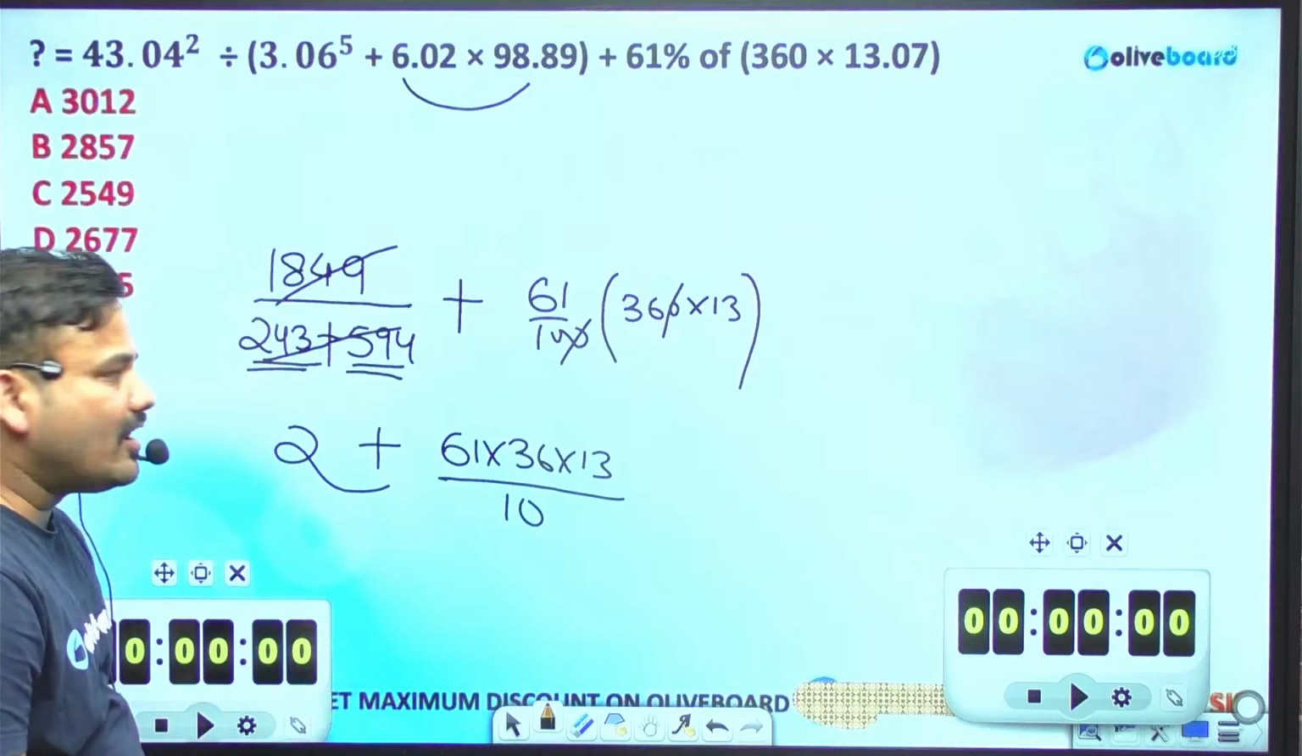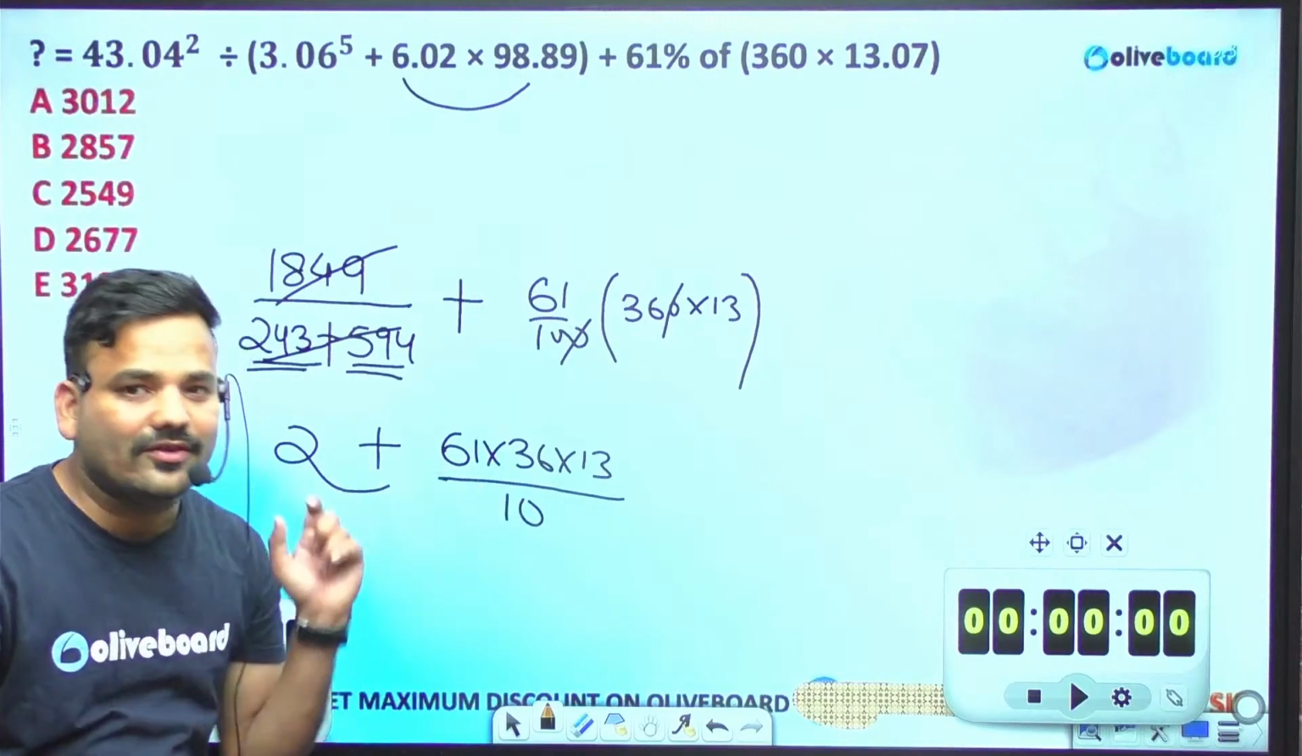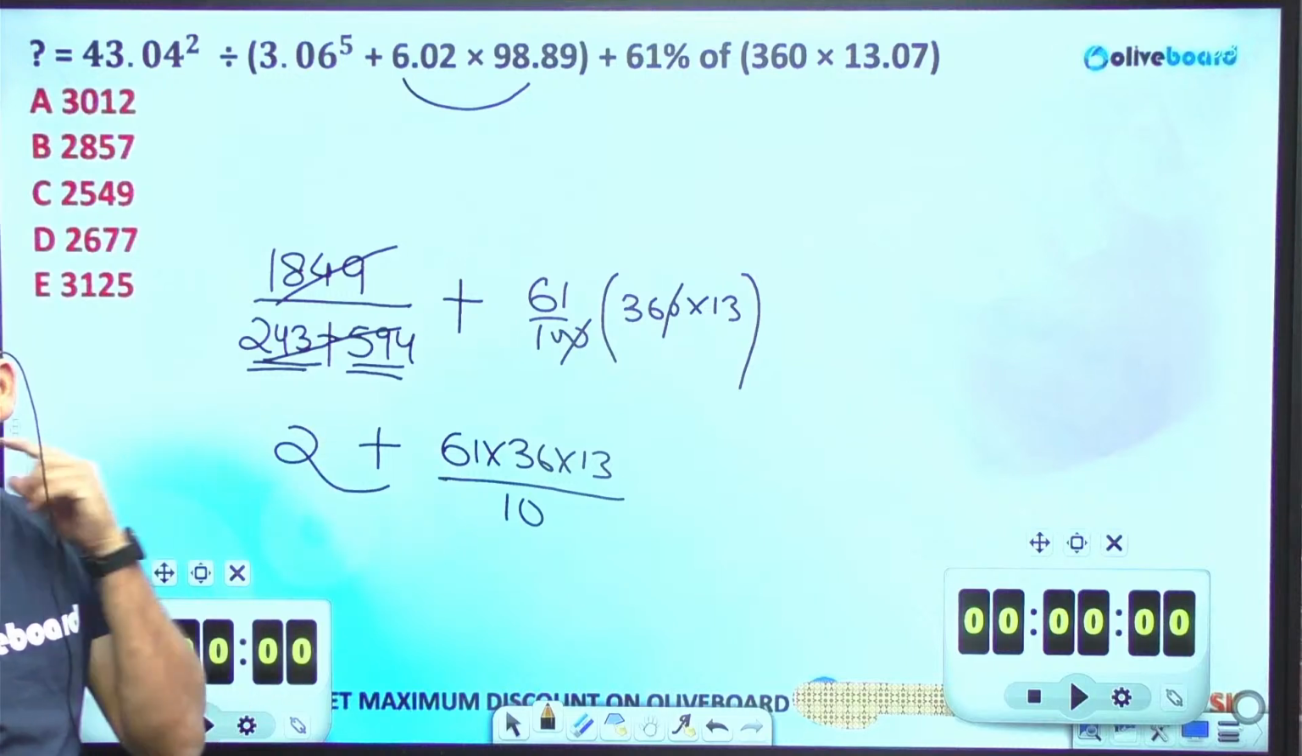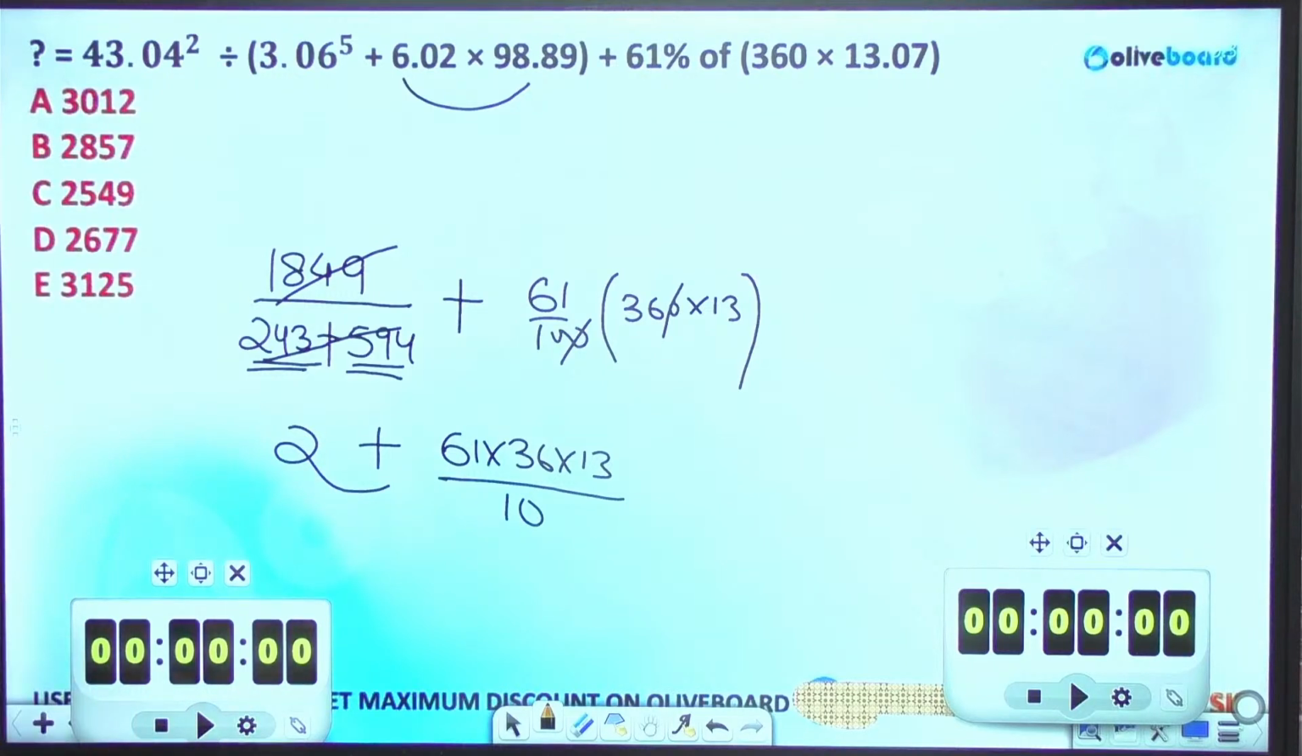Can anybody tell me how to do this? Even you can use the percentage value. Can anybody tell what is the answer? Nitin, Joshi, Mahesh.